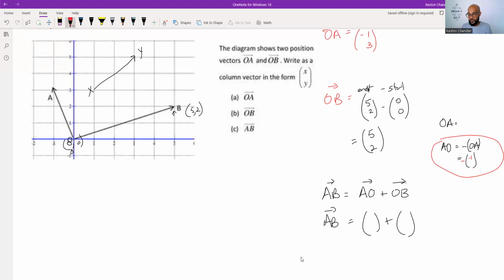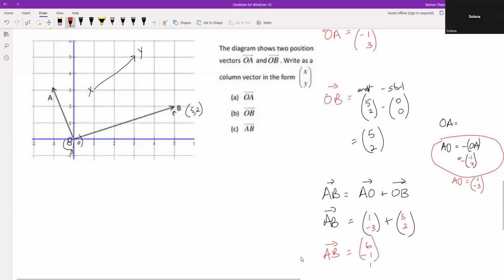So minus (-1, 3). So AO is actually going to be a minus by a minus, which gives me a plus, and a minus by this positive 3, which gives me a minus. So AO is (1, -3). OB will work out to be (5, 2). So AB is the sum of those two. 1 plus 5 is 6, and -3 plus 2 is -1. So AB is (6, -1). Does that make sense to you? Yes. All right.